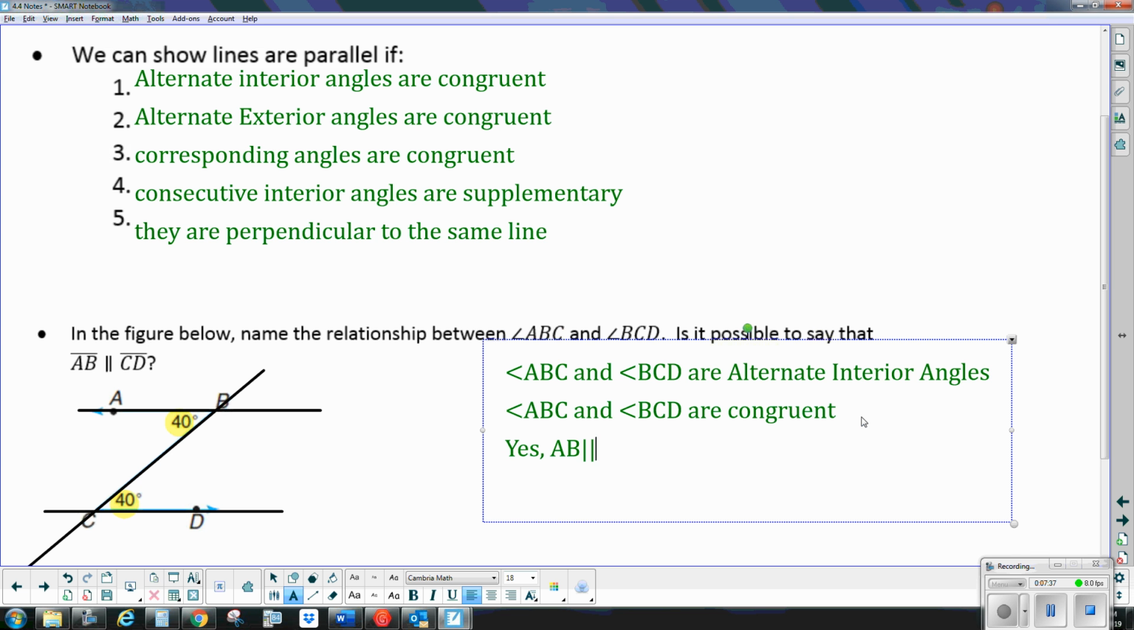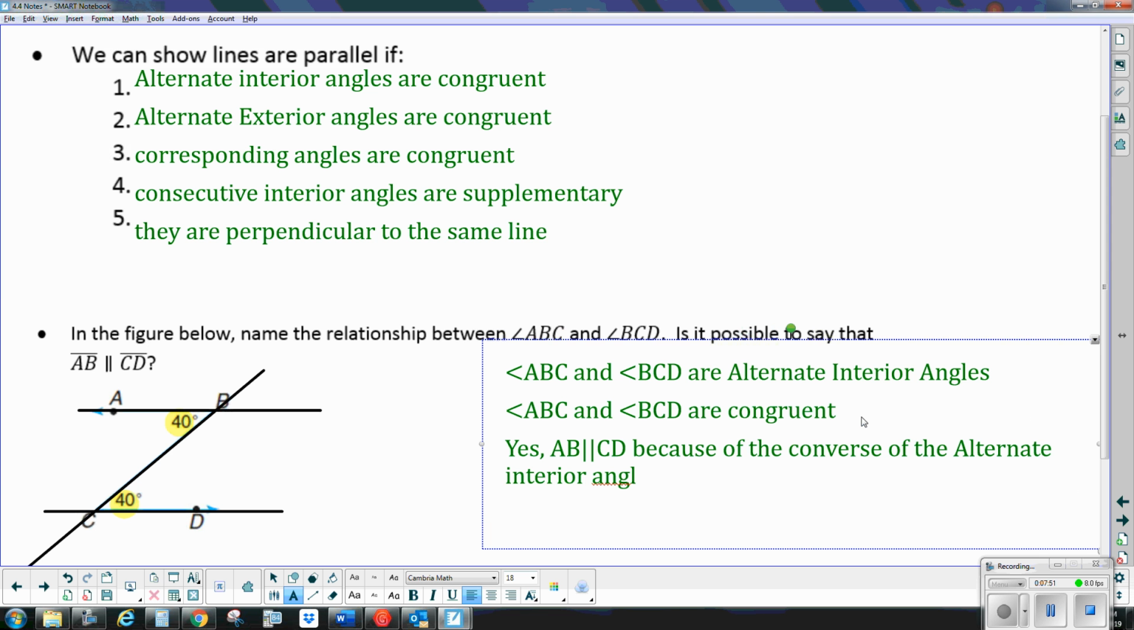AB is parallel to CD because of the converse of the alternate interior angles theorem. Okay, that says that if alternate interior angles are congruent, then the lines are parallel.